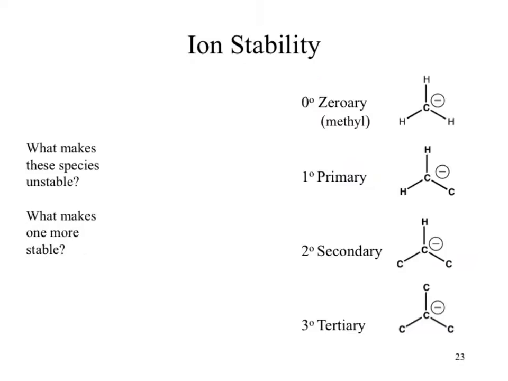Okay. Ion stability. I kind of flipped this one on its head. What makes each of these species unstable? The charges. All of these are unstable because they are all charged. So that's our number one thing. But now I'm asking you to say, I don't care if they're stable or unstable, rank them. Which one is more stable than all the others?